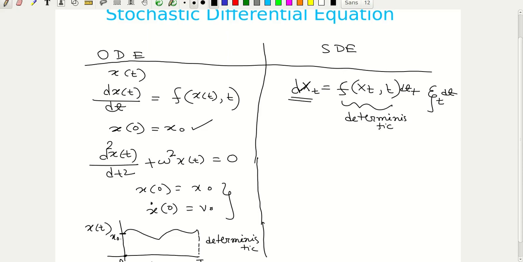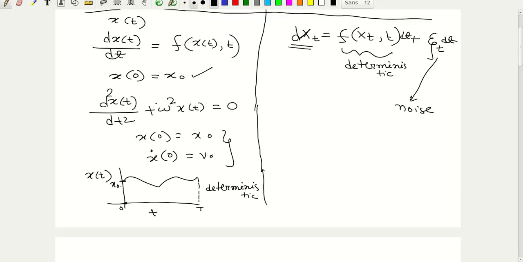So a stochastic differential equation usually contains two parts: one is the deterministic part, which is this one, and another one is this noise part, which is also called the stochastic part of the differential equation.